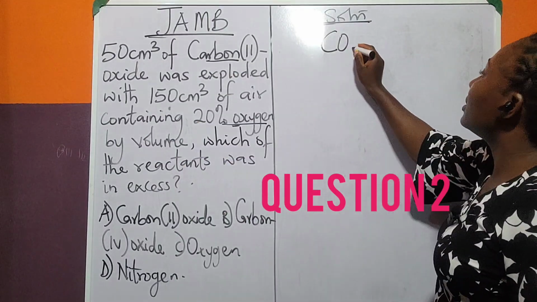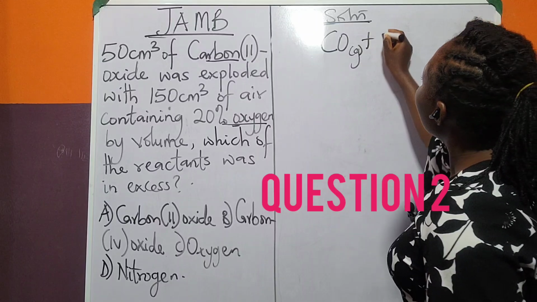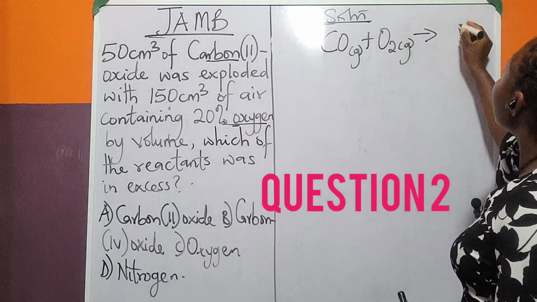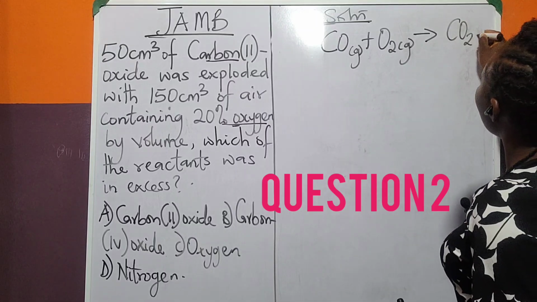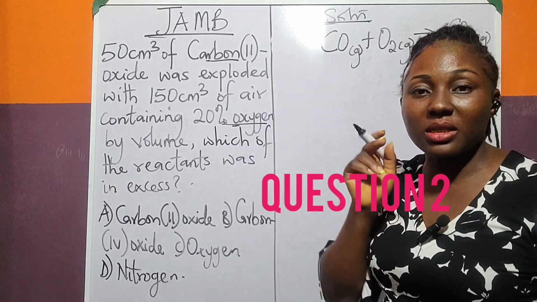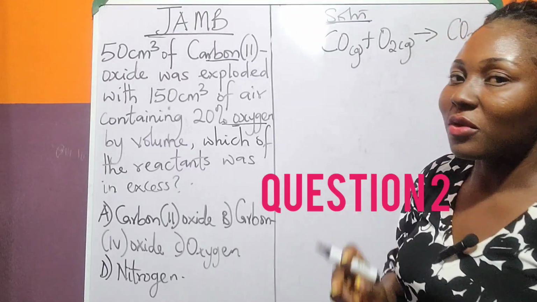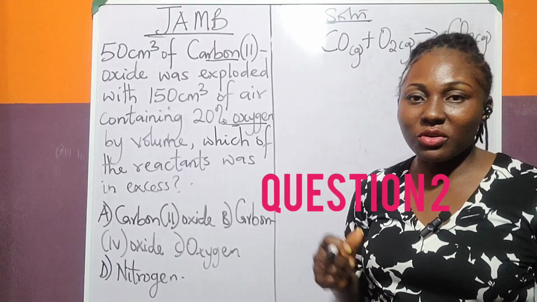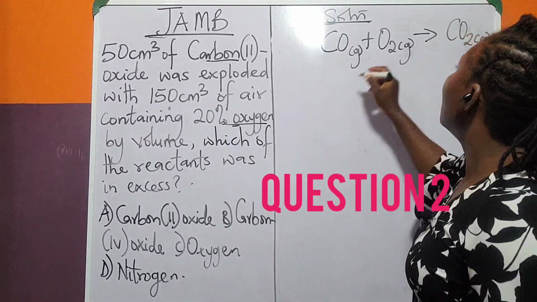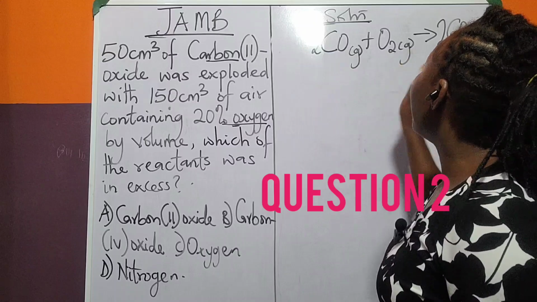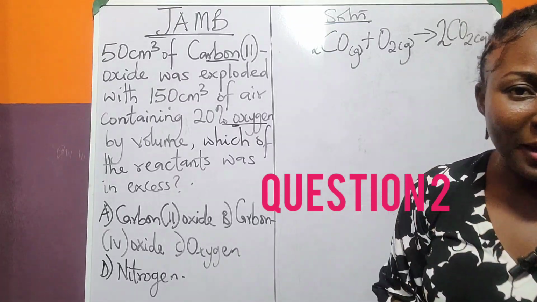Carbon(II) oxide, which is a gas, plus oxygen gas to produce carbon(IV) oxide. The next thing I should do is to ensure that this equation is balanced. If you can't balance a chemical equation, please visit the previous video on it. Thank you. So let me quickly balance it. At this point, the equation is balanced.